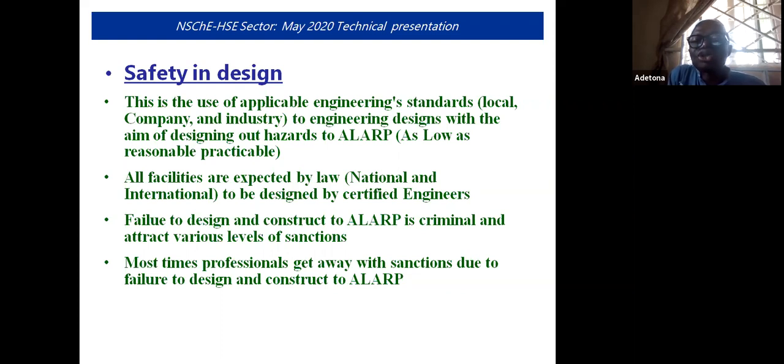Failure to design and construct to the law is criminal and attracts various levels of sanctions. Most times, professionals get away with sanctions for failure to design and construct to the law because of the level of awareness in our developing countries. But as time goes on, especially now that you have more lawyers going into engineering, it will become difficult for us to escape, because most times we escape because the prosecutors are not versed in the nitty-gritty to prove beyond reasonable doubt in the courts of law.